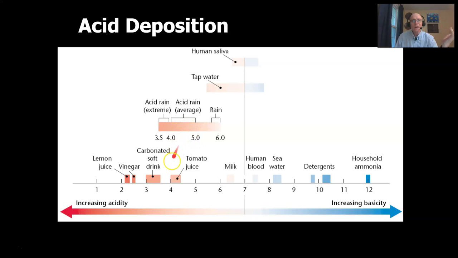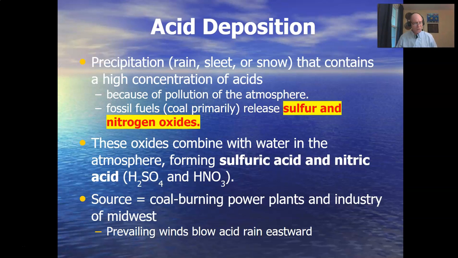So acid rain would fall in the range of something like tomato juice, which could be pretty acidic for people's stomachs. And certainly aquatic organisms are very sensitive to changes in pH. Anybody who has had a fish tank knows that you have to control the pH carefully. So aquatic organisms are really sensitive.